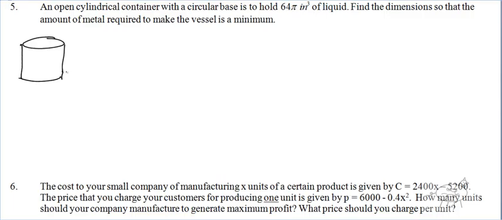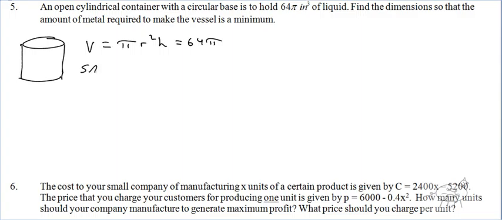You are trying to minimize surface area with that amount of liquid, holding 64 pi inches cubed of liquid. So the volume of a cylinder, if you remember, is pi r squared, right? It's the area of the base times the height. So it's pi r squared h, and that's equal to 64 pi.